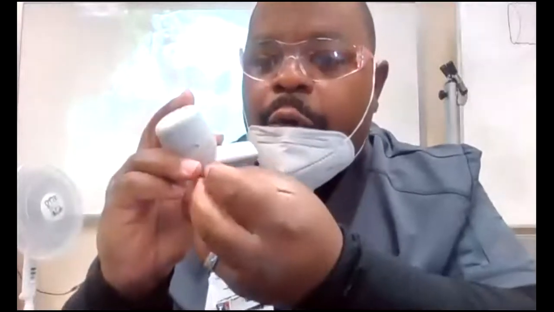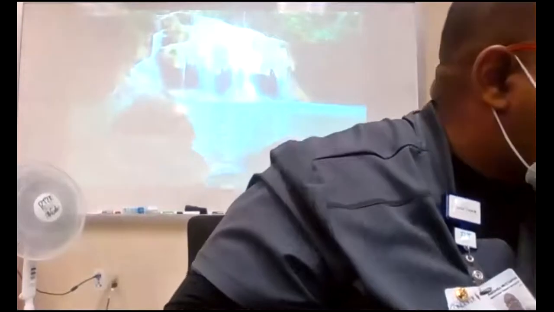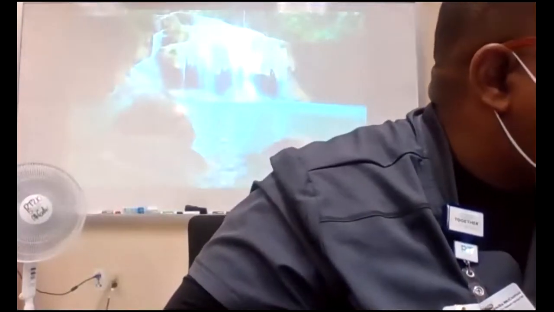Shake, shake, shake, shake, right? So you've got some holes here for your air to come out, and that ball will go up and down, up and down, up and down when you blow through it, okay? This is the original flutter device. This is also a flutter device called the what? Acapella, okay? They both help move secretions, all right? Those are the flutter valves or the flutter devices.